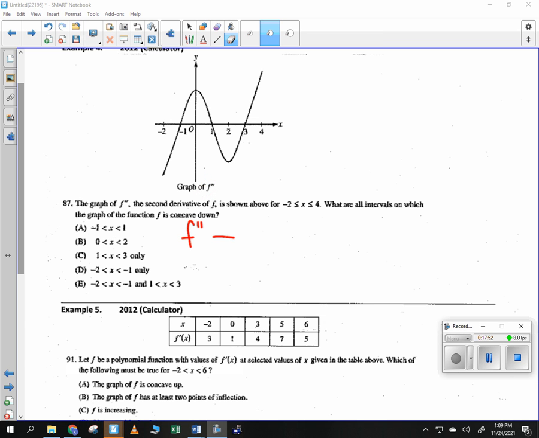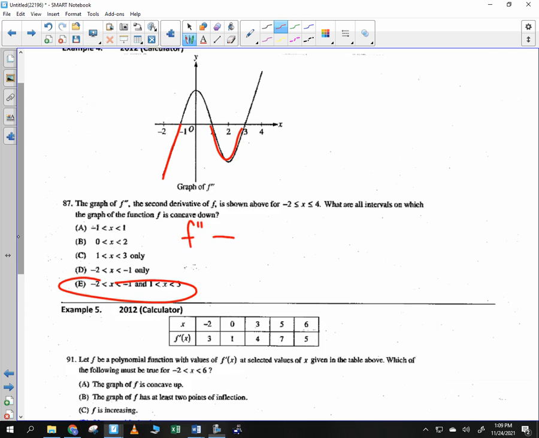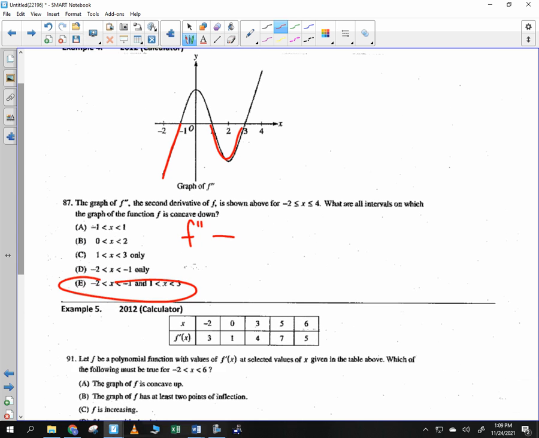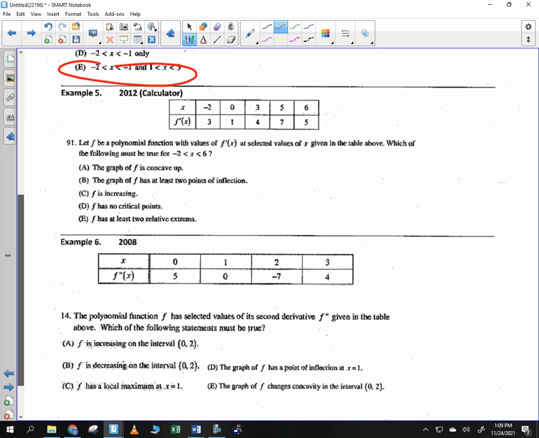Is this F double prime? Yes, it is. So for this graph to be negative means I look for where it's below the x-axis. So I'm going from -3 to -1 and from 1 to 3. That's where it sits below the x-axis. We're going right there. Everybody see that? If you had to do it again, you'd get it right, wouldn't you? Yep. It's not easy, okay?